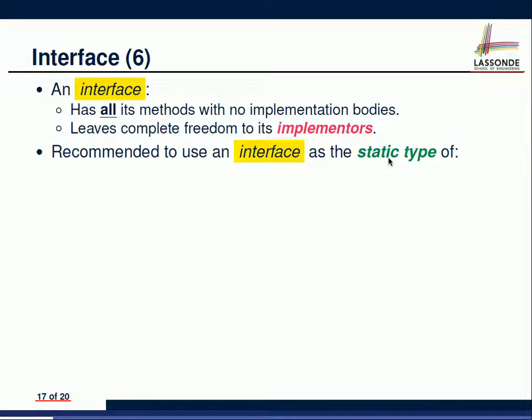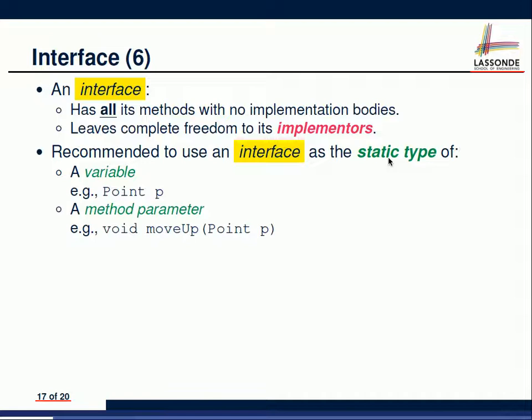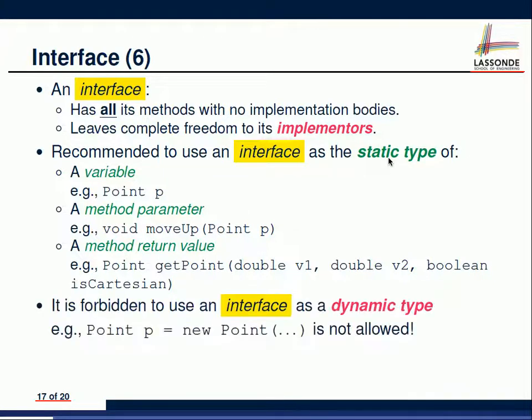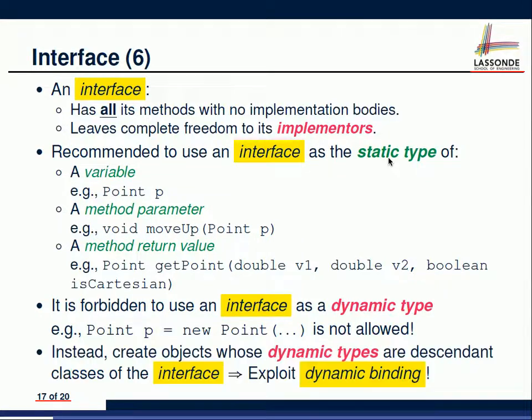Okay, so now watch, just similar to the case for abstract class. The interface may be used as the type, statically, the static type. It can be for a parameter type, or it can be for a return type, right? The same idea for polymorphism. Okay, so now, of course, you cannot use an interface as the dynamic type, as before.